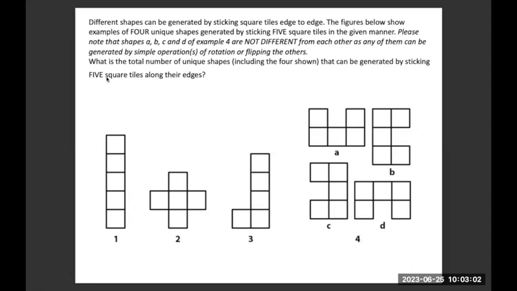By sticking 5 square tiles along the edges. You have to use at least one edge, basically. You have to stick the tiles using one edge. In this case, there is no shortcut. You will literally have to sit and very quickly draw which are the different shapes which can be made using the 5 tiles.